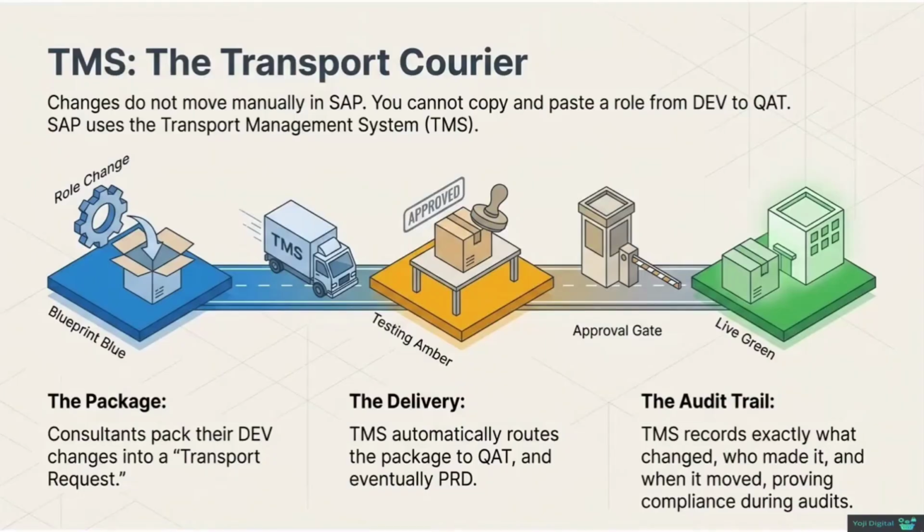You release this transport request and SAP's Transport Management System automatically delivers it to the QAT. After testing is completed and approval is given, the same package is delivered to production. Think of it like a courier service inside SAP. You pack your work, hand it over to the courier, which is TMS, and it delivers to the next destination.